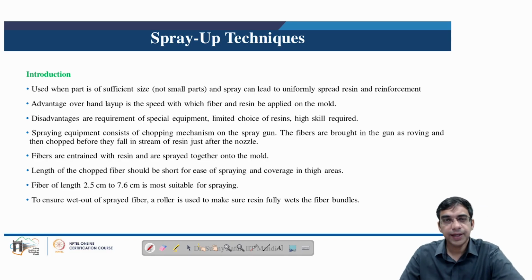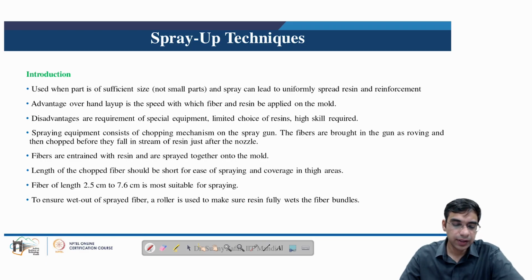The other technique is the spray layup technique. It is used when parts of sufficiently large size are made, and spraying can lead to uniform spreading of the resin and the reinforcement. The advantage of spray layup over hand layup is the speed at which the resin and fiber can be applied on the mold. Disadvantages of this technique include use of special equipment, a limited choice of resin, and highly skilled labor. Spraying equipment consists of a chopping mechanism with a spray gun. Fibers are brought into the gun as a roving and are then chopped before they fall into the stream of resin after the nozzle.